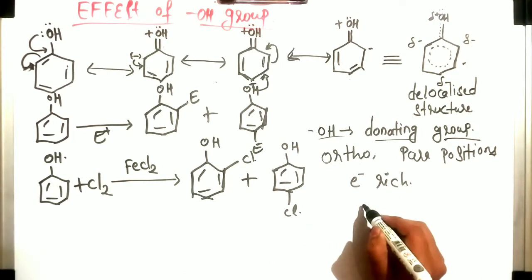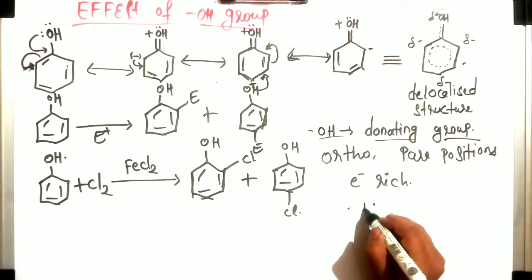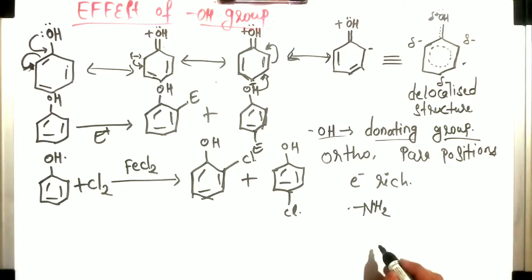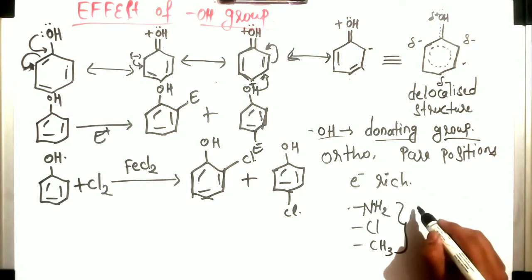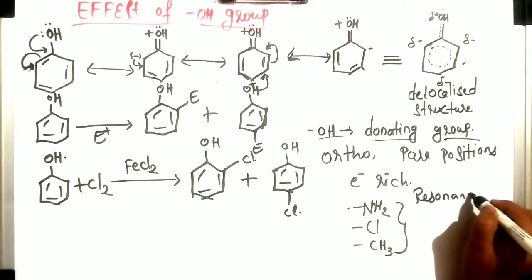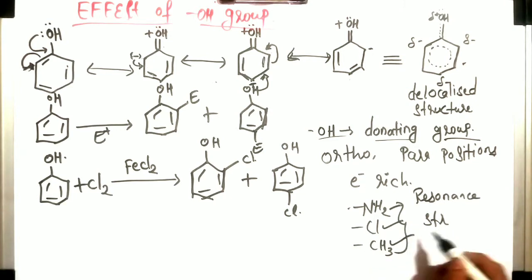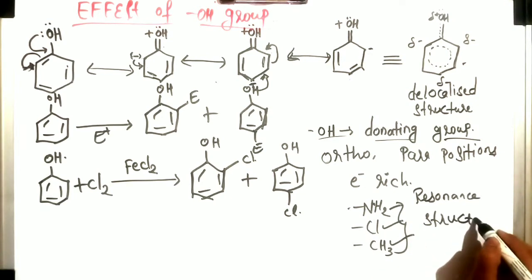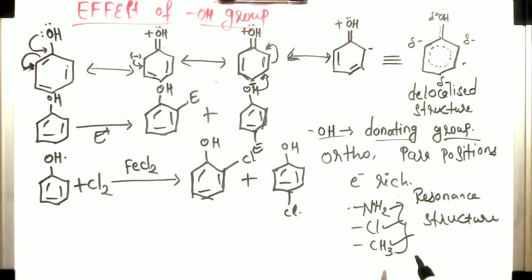In the same way, we know that OH is an electron donating group. Same way NH2 is also an electron donating group. Cl is also an electron donating group, and CH3 is also an electron donating group. So we have to do one simple task: write the resonance structure the same way. The resonance structure or effect of the NH2 group, Cl group, CH3 group in the benzene ring. So you write these three group structures.